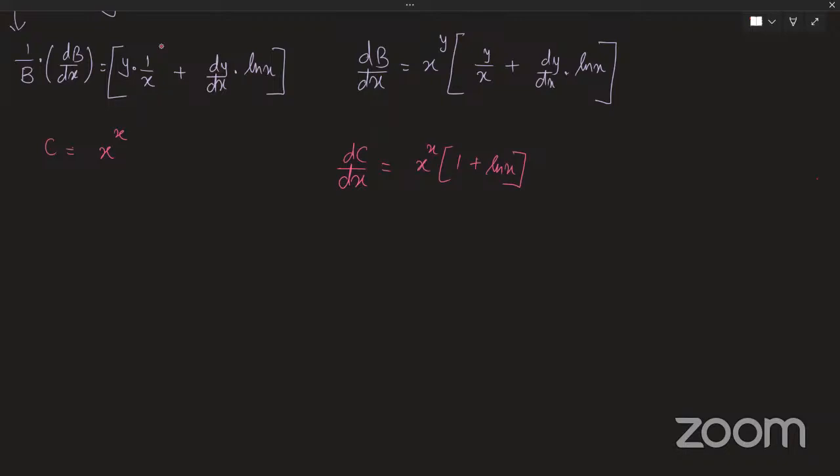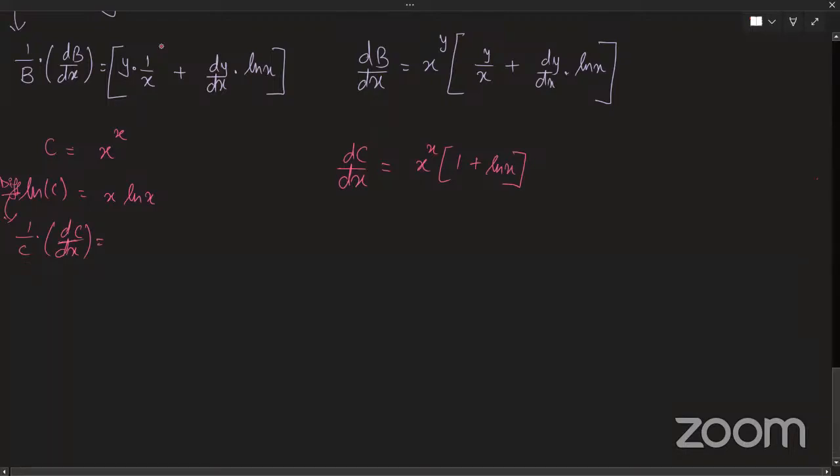That's correct. So obviously we will take ln of C. We'll get x into ln of x, right? Then I'll take the derivative with respect to x. So I'll get 1 by C into dC by dx, right? Can you tell me what will be the derivative of the right hand side, x into ln x? What will it be?